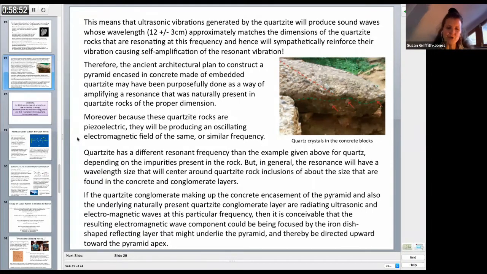So if the quartzite conglomerate making up the concrete encasement of the pyramid and also the underlying naturally present quartzite conglomerate layer are radiating ultrasonic and electromagnetic waves at this particular frequency, then it is conceivable that the resulting electromagnetic wave component could be focused by the iron dish-shaped reflecting layer that might underlie the pyramid and thereby be directed upwards towards the pyramid apex.